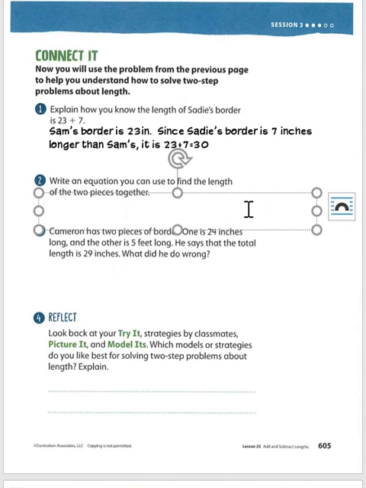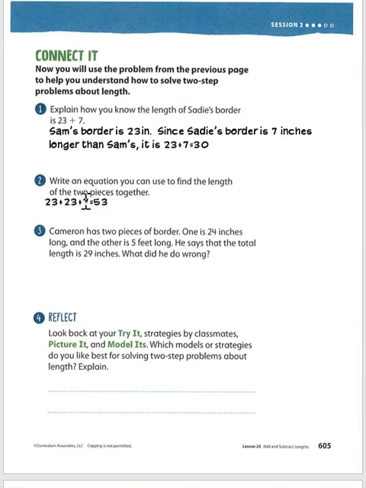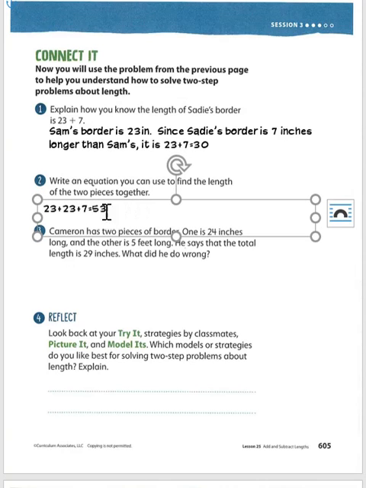Well, we have 23, which is the first border. We have another 23, which is the second border. And then we have 7. Total, it makes 53. 23 and 7 made 30, and 30 plus the other 23 made 53.